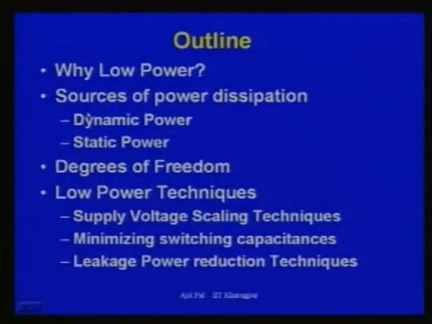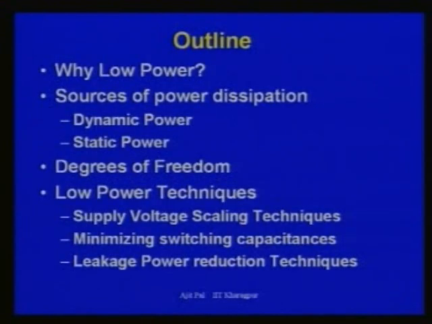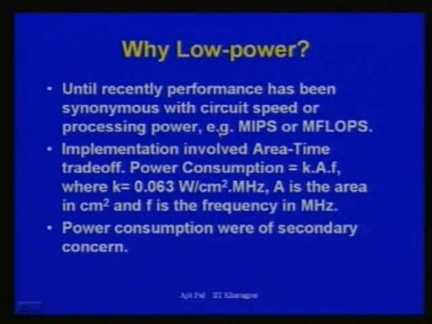To know the enemy, you have to know the sources of power dissipation, and as we shall see, there are two basic sources. One is known as dynamic power dissipation, another is static power dissipation. We shall discuss these two in detail. Then we shall identify degrees of freedom, by which we can reduce the power dissipation. Then we shall discuss some low power techniques, particularly supply voltage scaling techniques, minimizing switching capacitance, and lastly leakage power reduction techniques. First, let us focus on why low power.